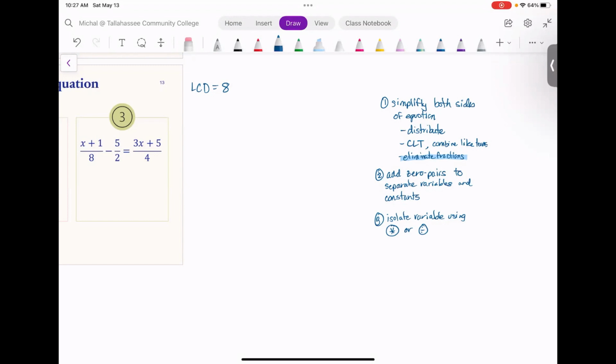But here, the least common denominator is 8, and so for simplicity, I'll multiply every single term on the left and right side of the equation by 8. 8 times (x plus 1) divided by 8, minus 8 times 5 halves, equals 8 times (3x plus 5) divided by 4.